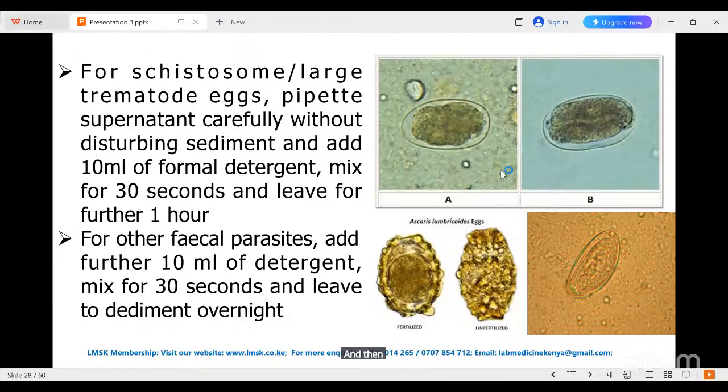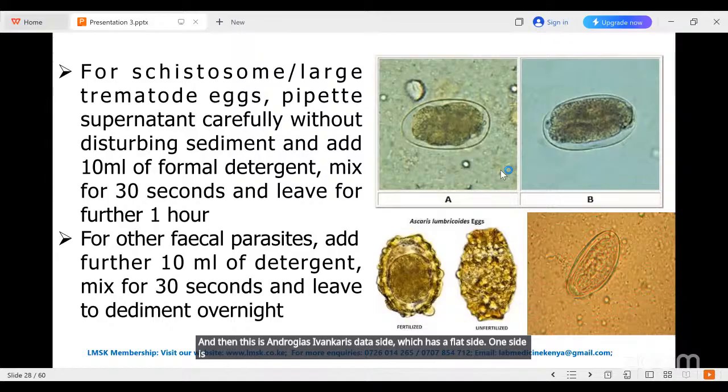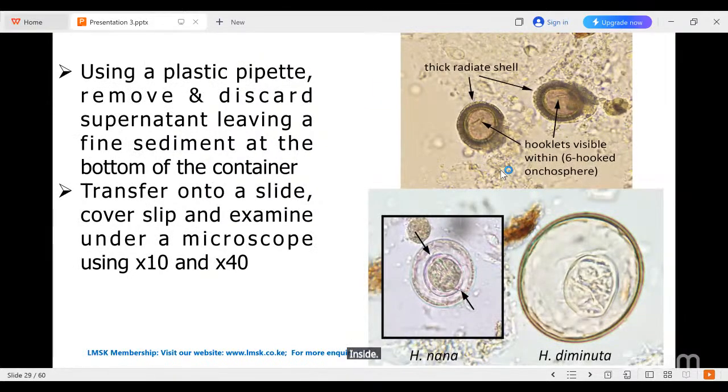And then this is Enterobius vermicularis, which has a flat side. One side is somehow flat, and you see a developing embryo inside. Of course, this is just an extension of the procedure.